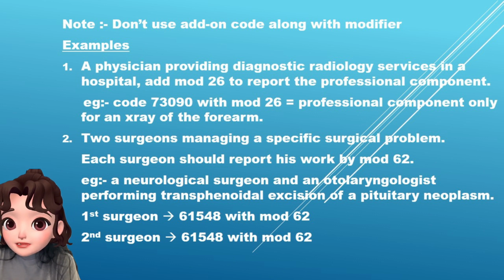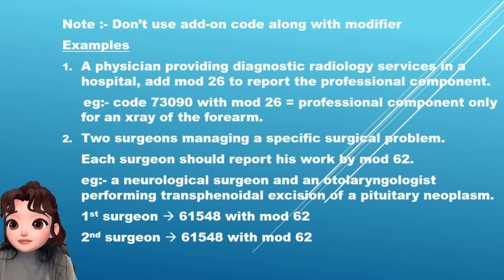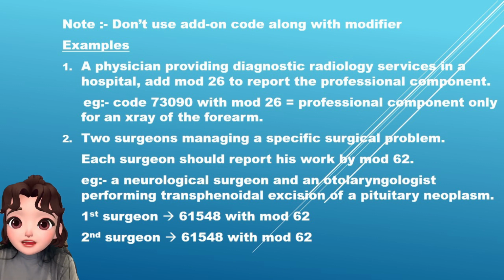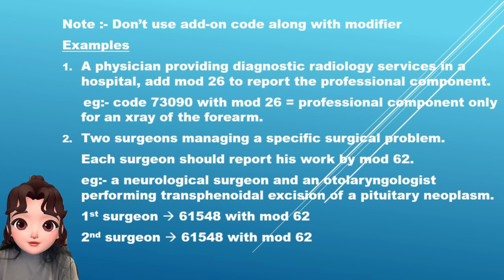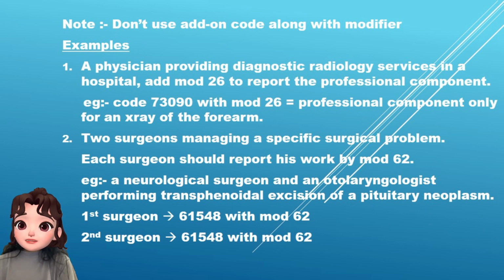Another example, two surgeons managing a specific surgical problem. Each surgeon should report his work with modifier 62. There are two different surgeons, so we need to report that there are two surgeons. So two surgeons will be reported with modifier 62.